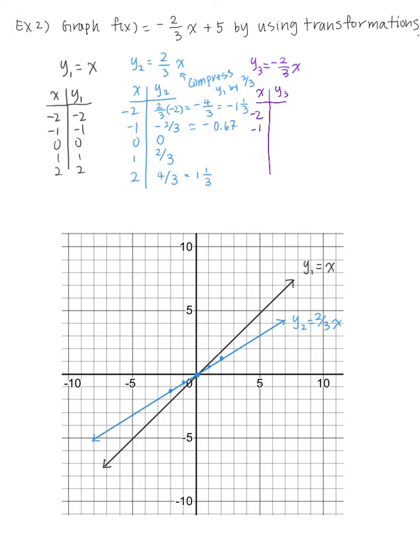So you're going to go -2, -1, 0, 1, 2. Okay, so it's going to be the -2/3 x, right? So you take the y values from y2 and then just change the sign. So this is going to be 1 and 1/3. And then this is going to be 0.67, 0, 0, 0, so it's good to go. And then this is going to be -2/3, and then -1 and 1/3. So plot these points if you want to do it step by step, and connect those dots and draw a line. That's good enough. So this is the graph of y3, which is -2/3 x.